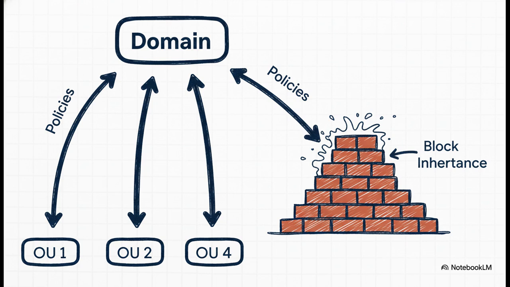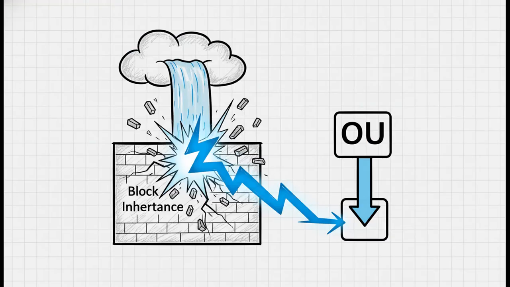But what if you don't want those settings for a specific group? Maybe your developers need a totally different environment. Well, an admin can go to that OU and just flip a switch called block inheritance. Think of it exactly like building a dam in our waterfall. It just stops all those policies from the site and domain from flowing down any further. So we built a dam.